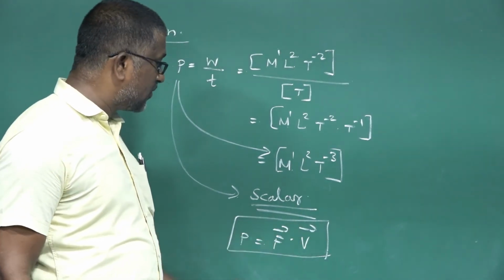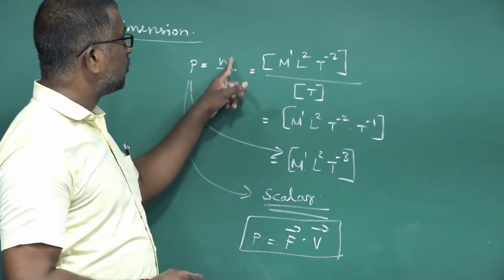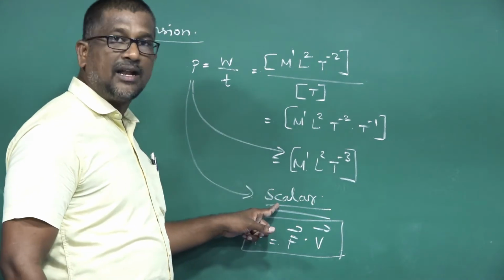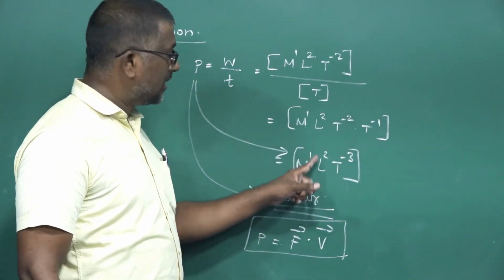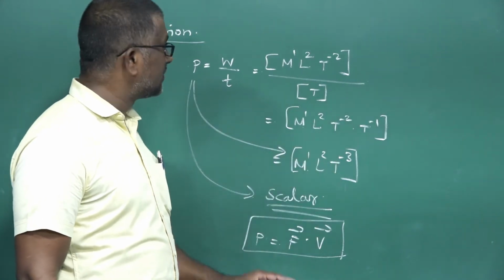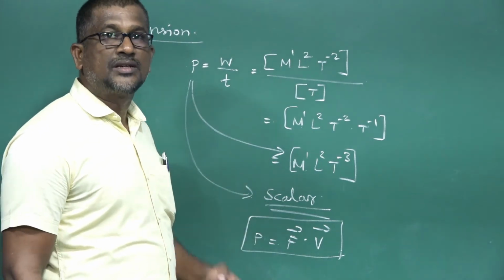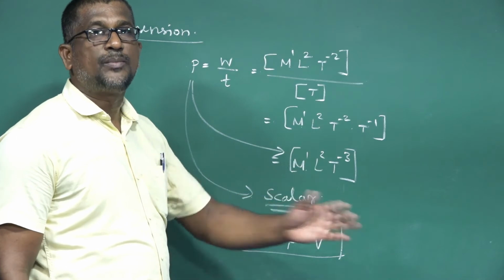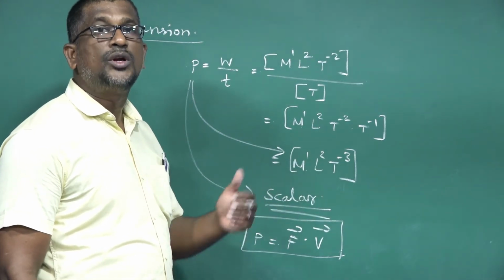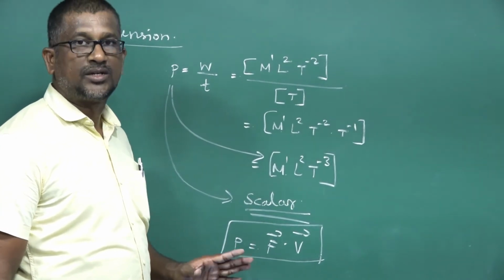This is a vector form of power, but generally power is given by the formula P is equal to W divided by T. It is a scalar quantity because it has only magnitude, and its dimensional formula is M power 1, L power 2, and T power minus 3. The SI unit of power is watt, and other units are kilowatt, megawatt, and horsepower. 1 kilowatt is equal to 10 power plus 3 watt, 1 megawatt is equal to 10 power plus 6 watt, 1 horsepower is equal to 746 watt.